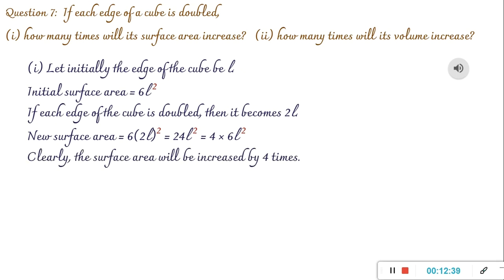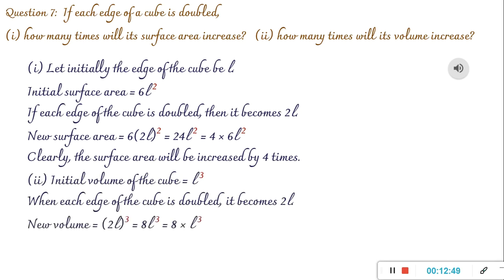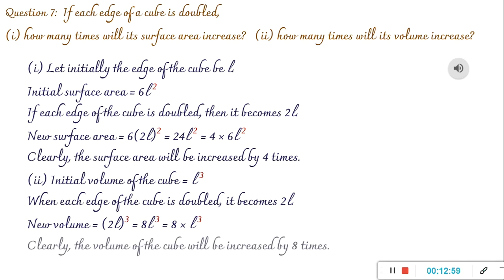Clear? Now second, initial volume of the cube will be L cube. Now when each edge of the cube is doubled, then it will become 2L, right? So what is the volume? 2L whole cube. 2 into 2 into 2, 8. So 8L cube, that is equal to 8 times the volume. So how many times is it increasing? If the edge is doubled, then the volume of the cube will increase 8 times. Clear?